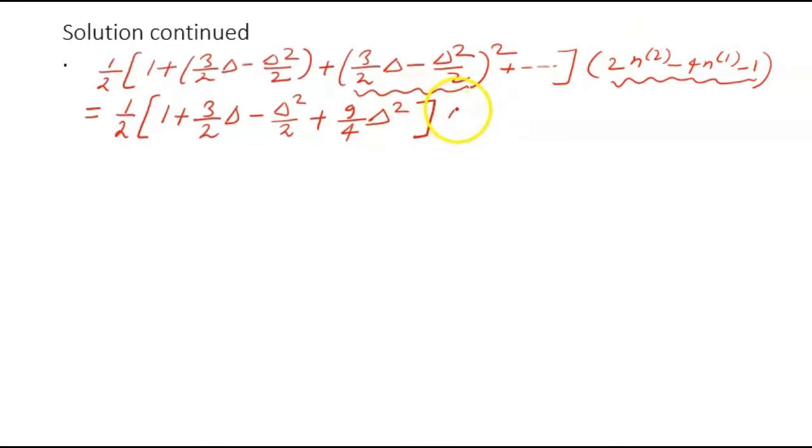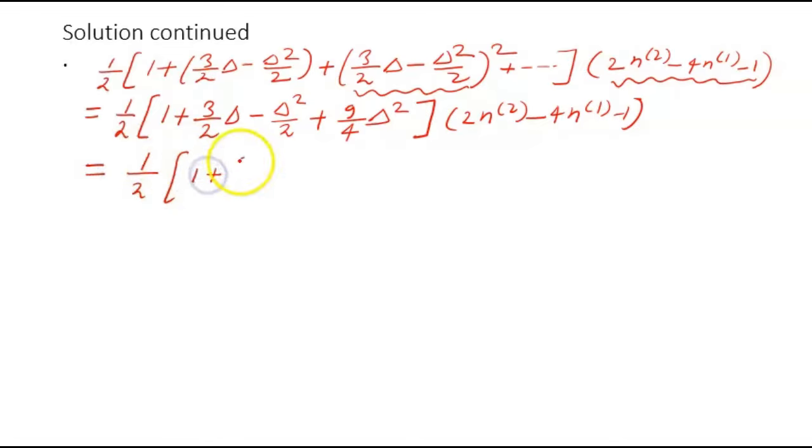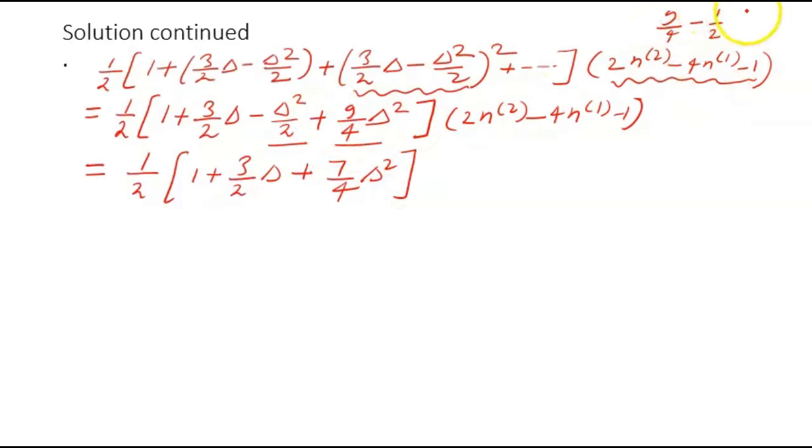So I am closing the bracket here, and then I am writing 2n to the power 2 minus 4n to the power 1 and minus 1. Now let us do one simplification: write 1 plus 3 by 2 delta, and you have 9 by 4 and minus 2 by 4. So basically it will be 7 by 4. I hope you got it. 7 by 4 delta square, because 9 by 4 minus 1 by 2 is how much? That is basically 2 by 4. So 9 by 4 minus 2 by 4, that is 7 by 4. And here we get 2n to the power 2 minus 4n to the power 1 and minus 1.